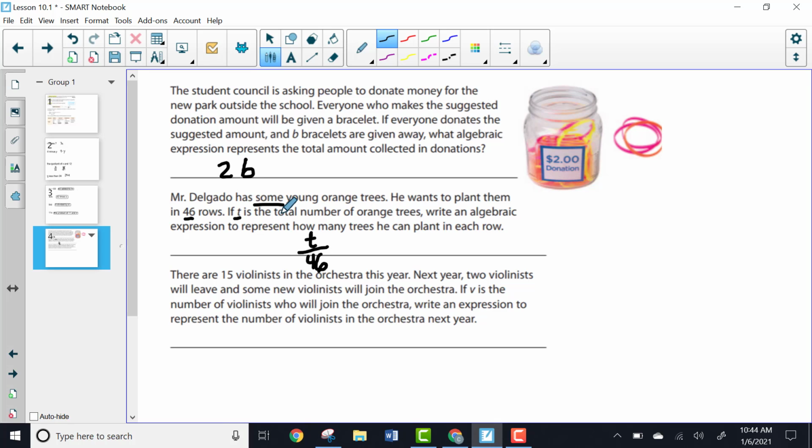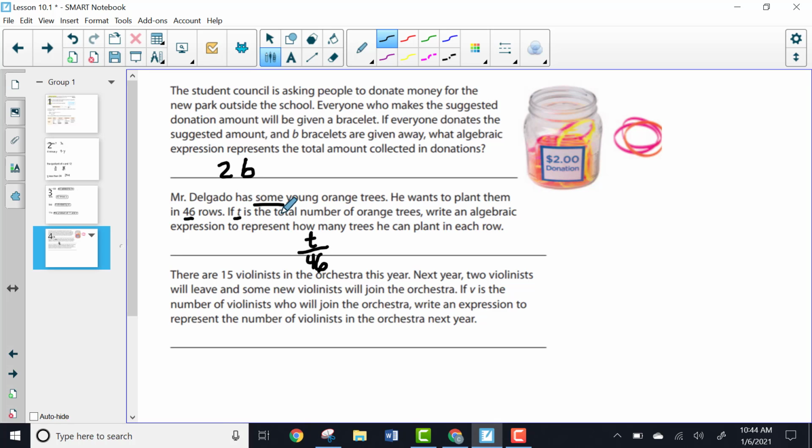All right, let's take a look at the final one. As I'm doing this, I do want you to write these answers in your book for 267 so you can reference them as well. The final one says there are 15 violinists in the orchestra this year. Next year, 2 violinists will leave and some new violinists will join the orchestra. We know that leaving usually means subtraction, joining usually means addition. If V is the number of violinists who will join the orchestra, write an expression to represent the number of violinists in the orchestra next year.